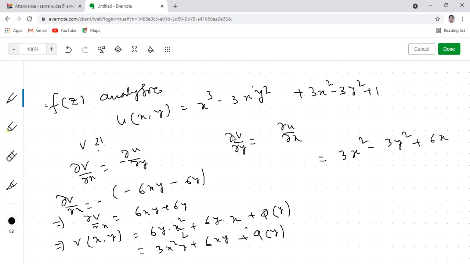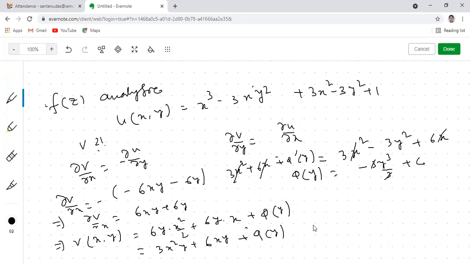Now del v del y we can get by differentiating this partially with respect to y. So del v del y means this is 3x square plus 6x plus φ dashed y. Now 3x square and 6x will be deducted from both sides. Now φ dashed y equals to minus 3y square. So what will be φ(y)? φ dash y means dφ by dy. So φ(y) will be getting by integrating both sides with respect to y. So that will be minus 3y cube by 3 plus c. So φ(y) will be minus y cube plus c.